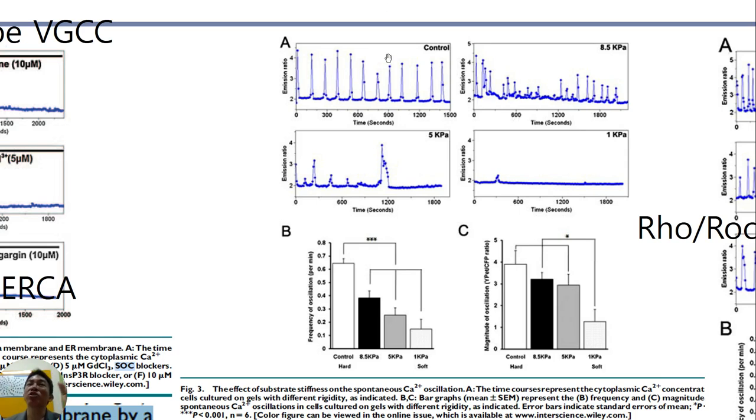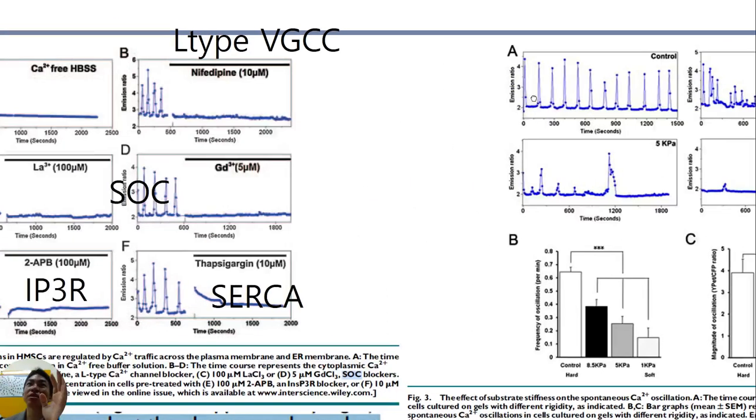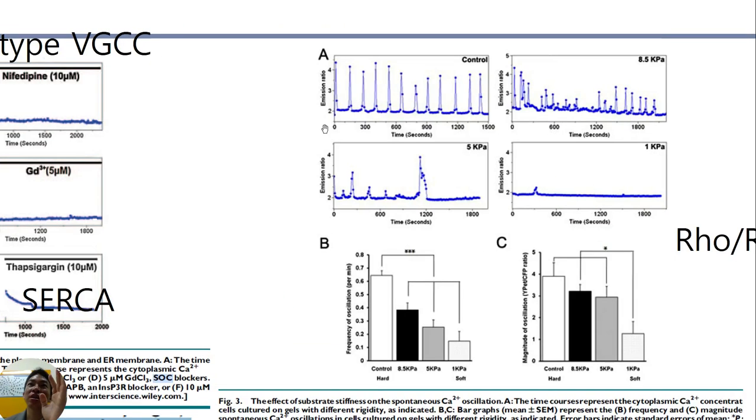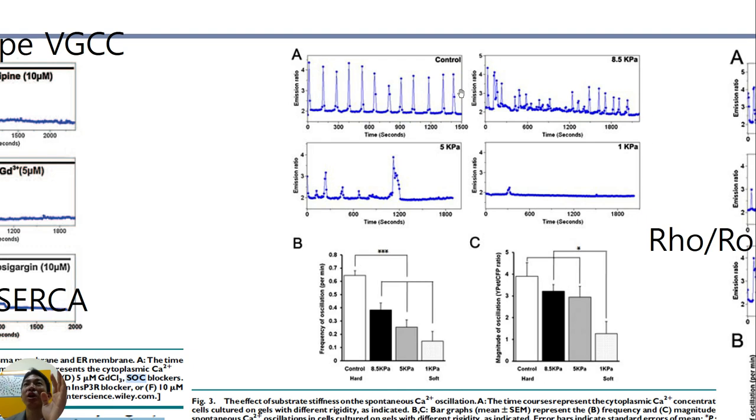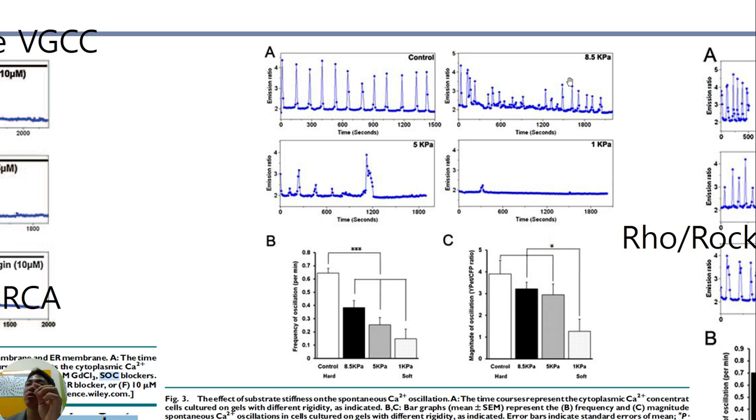And then they cultured the cell on gels of different stiffness, from 1 kilopascal to 8.5 kilopascal. Control is normal glass. On glass, they have similar calcium oscillation. But when they cultured on 1 kilopascal, what happened? Almost nothing. 5 kilopascal, a little bit. 8.5, more frequently. Which means that depending on the stiffness, the human stem cell changes its calcium oscillation.